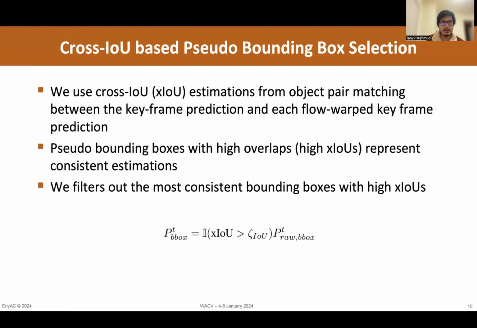First we look at the cross IOU based pseudo bounding box selection method. We particularly use the cross IOU estimation from object pair matching between the key frame prediction and each flow warped key frame prediction. There are two kinds of prediction that we mentioned before, and we use the cross IOU estimation across different objects of these two predictions. The pseudo bounding boxes with high overlaps, that is high cross IOUs, represent the most consistent estimations. And we filter out the most consistent bounding boxes that are represented by high cross IOUs.